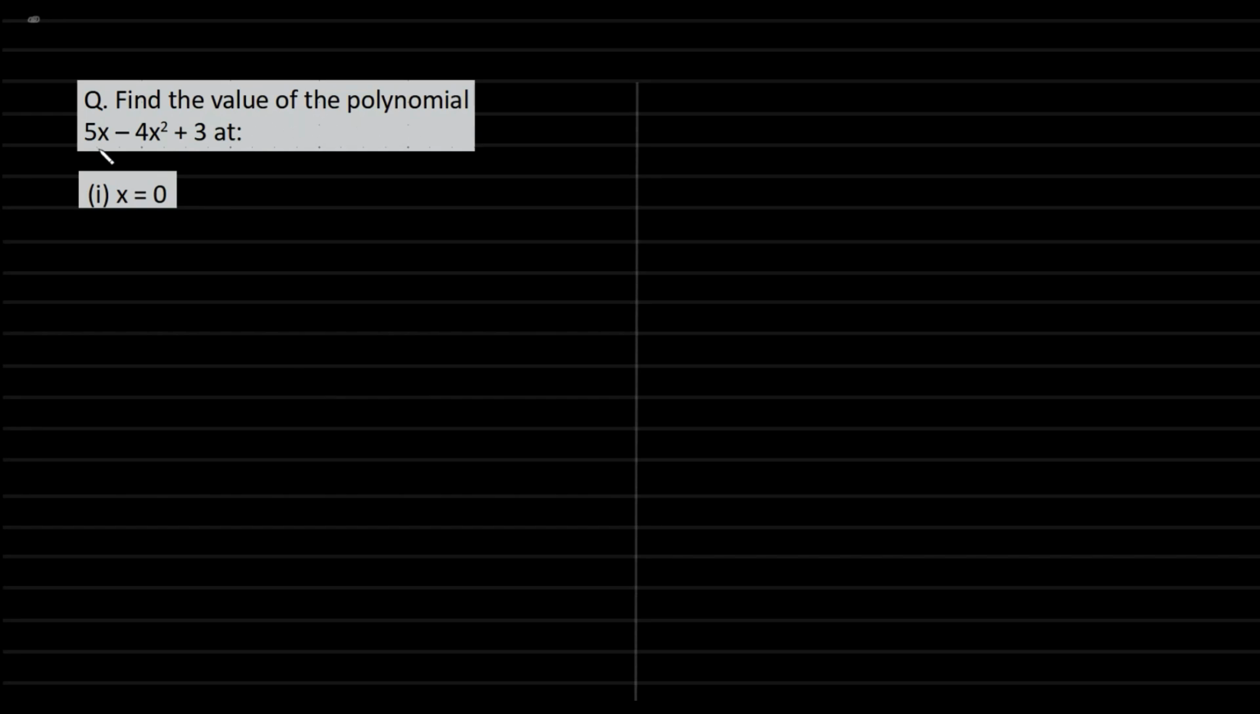Find the value of the polynomial h of x, 5x minus 4x squared plus 3, at x is equal to 0. To begin with, let's write it in standard form. Before that, let's give a name. Let h of x be equal to 5x minus 4x squared plus 3. Next step is, let's write it in standard form. So h of x is equal to minus 4x squared plus 5x plus 3.